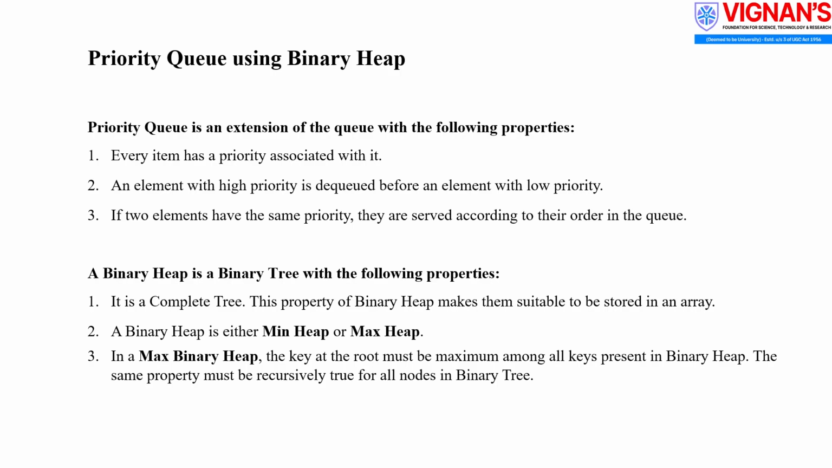A binary heap is a binary tree with the following properties. First, it is a complete binary tree. This property of a binary heap makes it suitable to be stored in an array. Second, a binary heap is either a min heap or a max heap. Third, in a max binary heap, the key at the root must be the maximum among all keys present in the binary heap. This same property must be recursively true for all nodes in the binary tree.